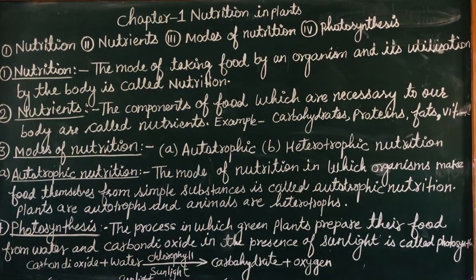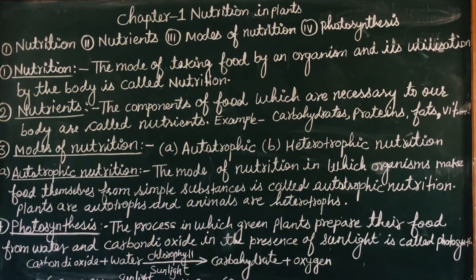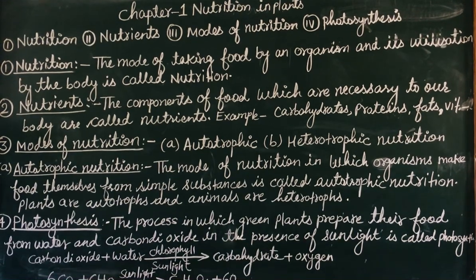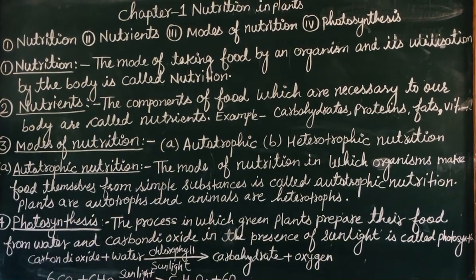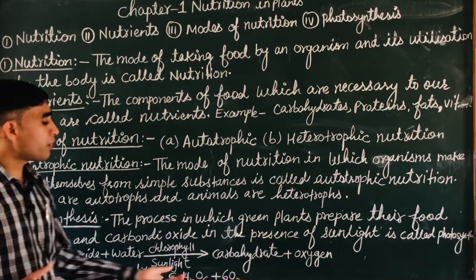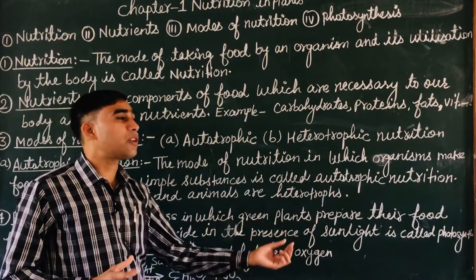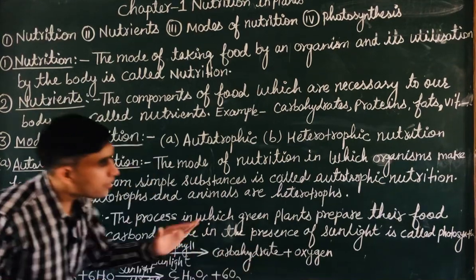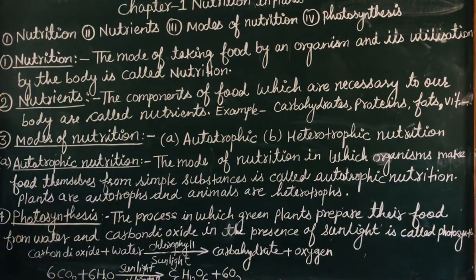in this process. So this process can be written in word equation format also, that is carbon dioxide plus water, in the presence of chlorophyll and sunlight, gives the products carbohydrate and oxygen. The carbohydrate is the food of the plant.